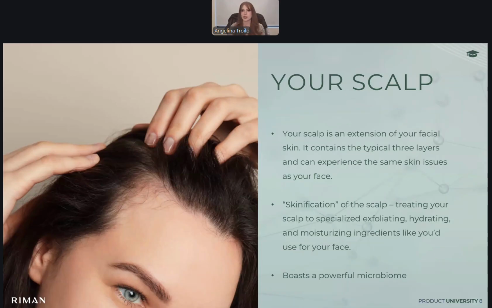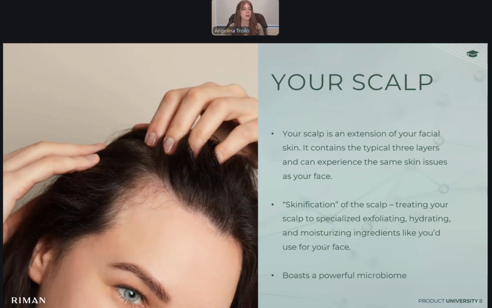Last consideration within hair physiology, of course, is the scalp itself and the health of it. So your scalp is an extension of your facial skin. It has the same typical 3 layers, has the same balance of the microbiome and of the different needs for hydration within the skin barrier.